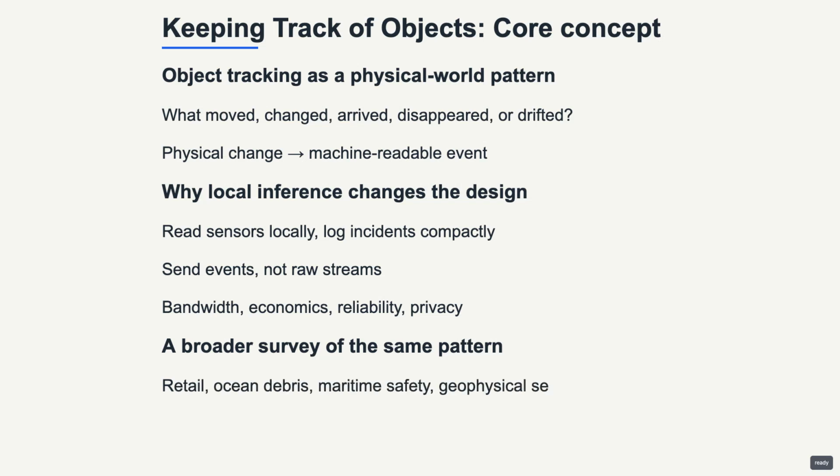Retail systems can watch shelves for replenishment needs. Environmental systems can spot debris or other objects of interest. Maritime systems can flag hazards or route deviations. And sensing sites can report likely events from vibration or signal changes. The sensor type changes, but the pattern stays the same.